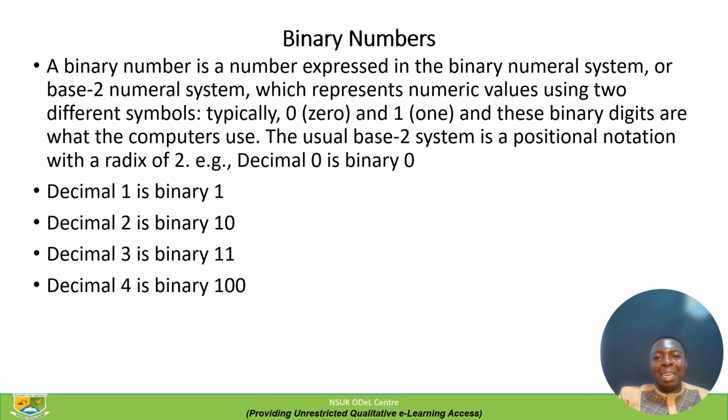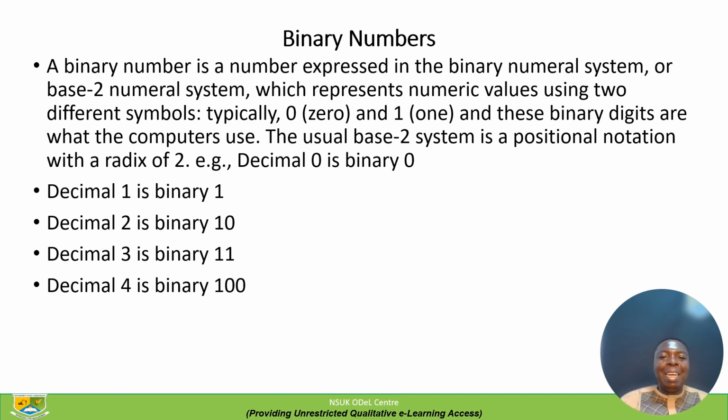So let's look at the binary numbers now. A binary number is a number expressed in the binary numeral system or base 2 number system, which represents numerical values using two different symbols, typically 0 and 1. And these binary digits are what computers use, 0 and 1. The usual base is 2. The system is a positional notation with a radix of 2, e.g. decimal 0 is binary 0.